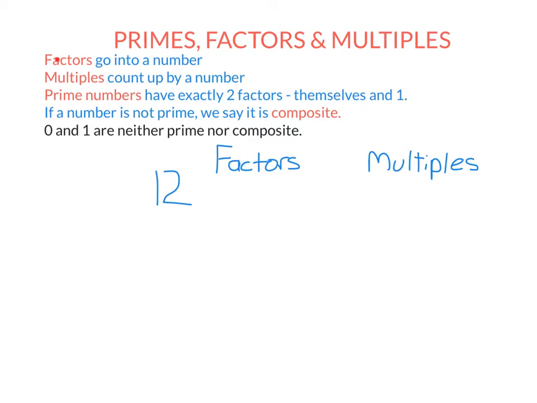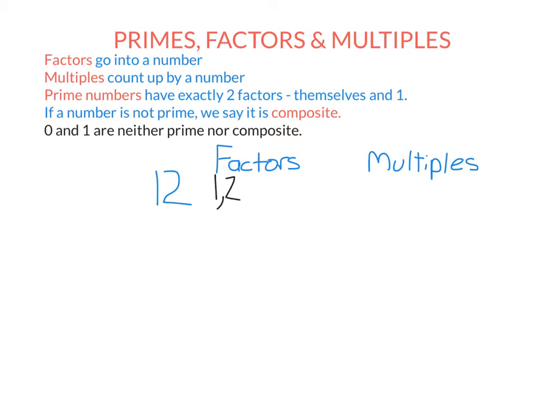So the factors of 12 are numbers that go into 12. In other words, when you divide 12 by the number, you get a whole number. So what do I mean by that? Well, 1 is a factor of any whole number because 1 goes into 12 evenly. 12 divided by 1 gives you 12, which is a whole number.